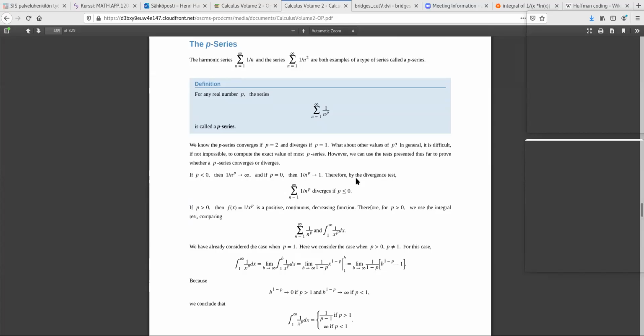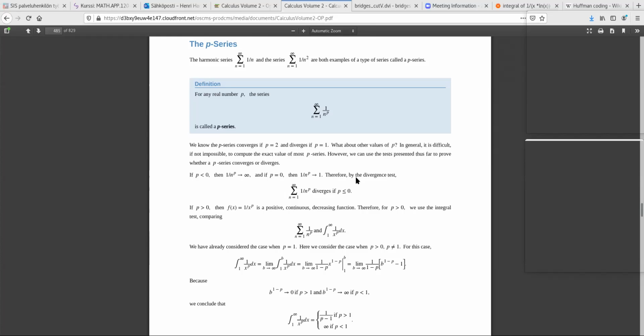Then there was this thing called the P series. So these are subharmonic or superharmonic or harmonic series. The harmonic series being 1 over n, and the superharmonic series or P series with P greater than 1. It's 1 over n to the P, where P is greater than 1.